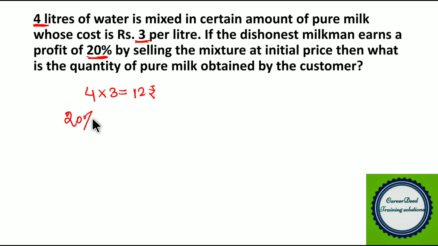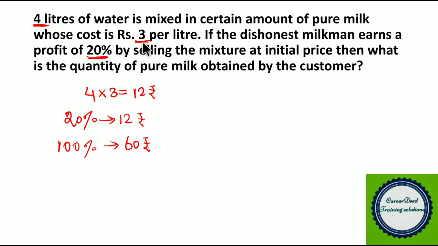So if 20% is 12 rupees, find the cost price. So cost price is 100%. When you cross multiply, you will get the 100% equivalent to 60 rupees. So this 60 rupees is nothing but the milk in the mixture, right? So this 100% is the milk in that mixture. So he has 60 rupees of milk in that mixture.